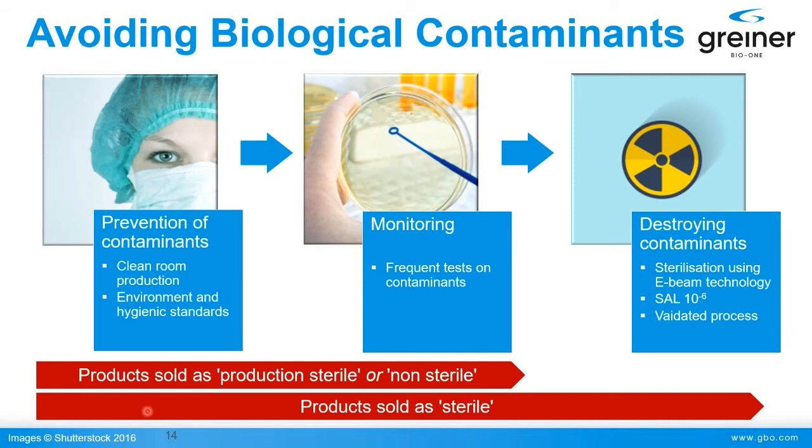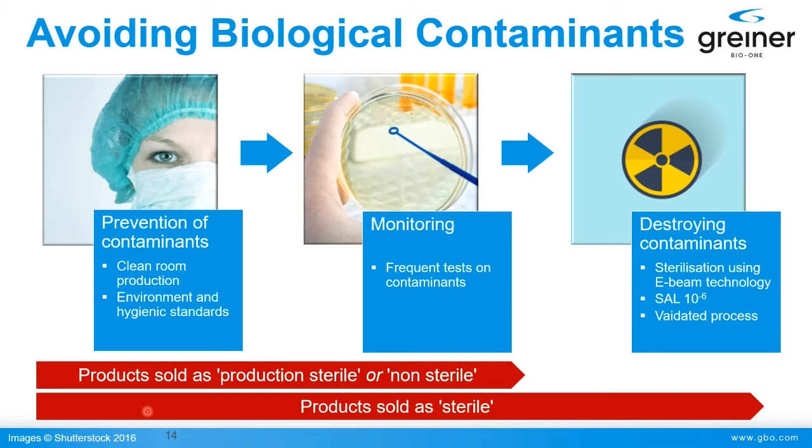And this is destroying contaminants which still may be there. So you try to avoid them, but you assume there might still be something there. Now I destroy it on purpose. And this is usually done by using irradiation. It can be gamma irradiation, it can be E-beam or X-ray. For our production, we use E-beam, which is a very gentle method because it doesn't do much harm to polymers.